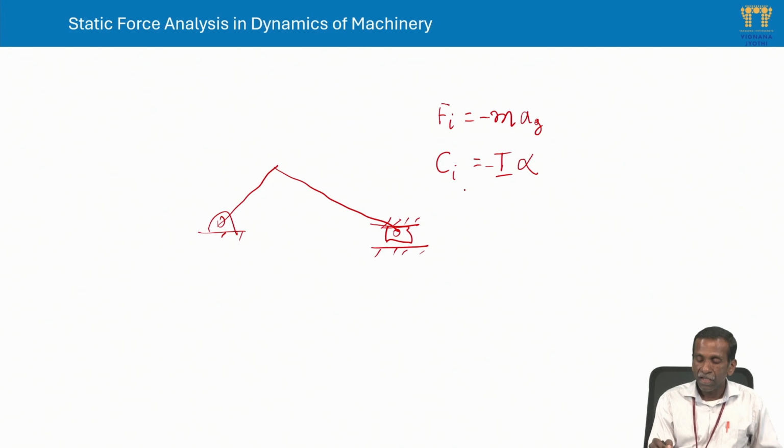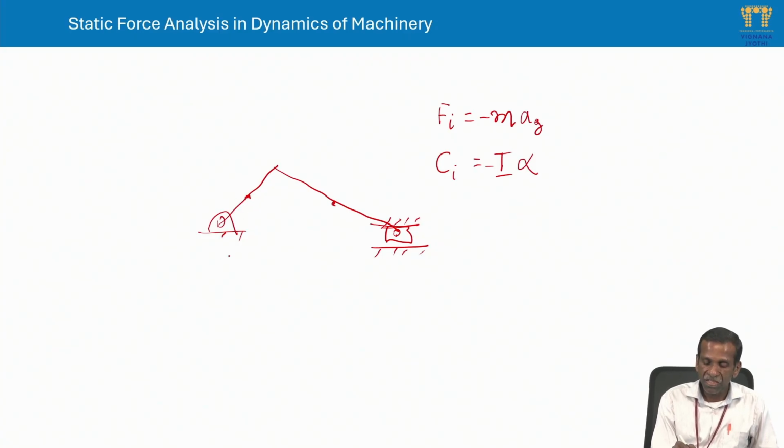So we can find the acceleration of the mass center of each link. Similarly, the inertia forces as well as inertia couples of these links you need to find. Then how do you find inertia forces and inertia couples? First you need to know the mass of this link.